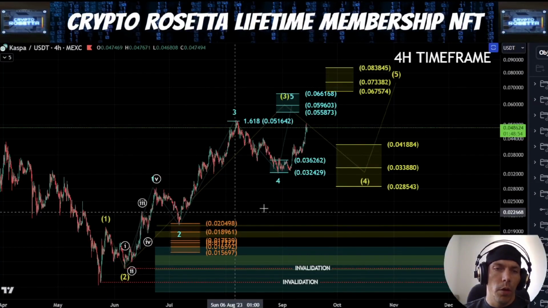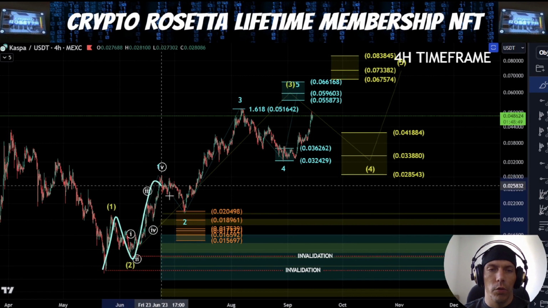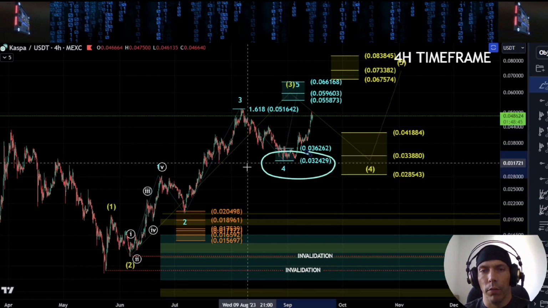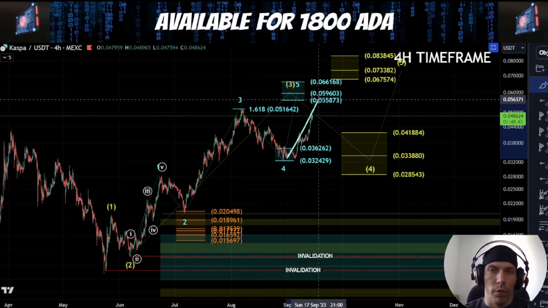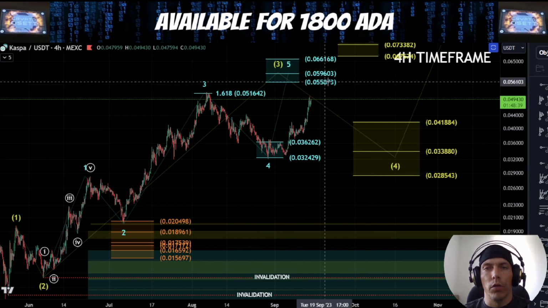Let's get into the charts and see what's going on. Okay, so in the primary way that we're still looking at this structure, we're saying that this is 1, 2, 1, 2, 3, 4. And as we came into this 50% level, we're talking about that possibility of rallying up in this fifth. Now, it is possible that we are still actually looking to complete this fifth.